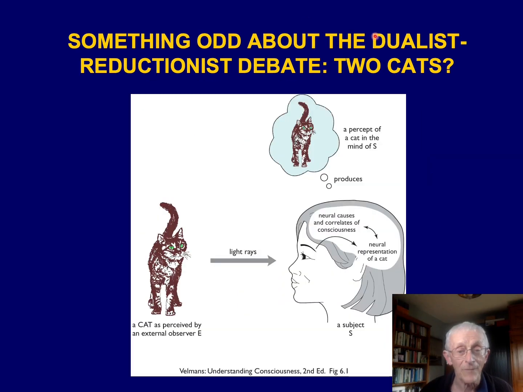Now, there's something very odd about these shared presuppositions, and a question we can ask is whether there really are two cats. A cat is perceived out there in the world, and a percept of the cat in the mind. And the easy way to test for this is to simply attend to one's own experience as one observes something out there in the world.